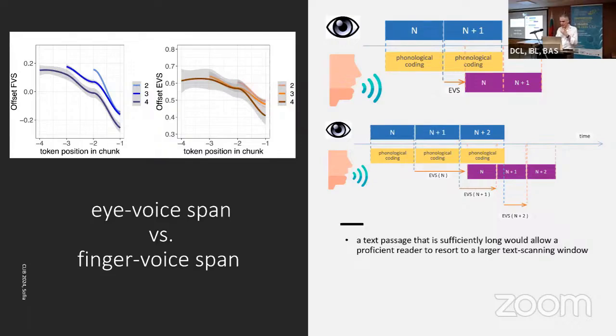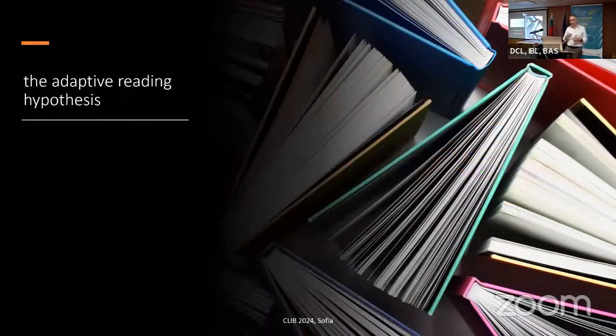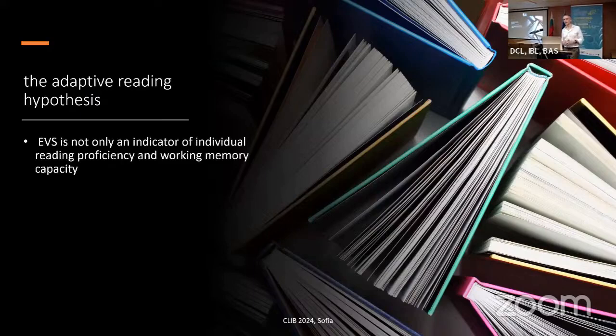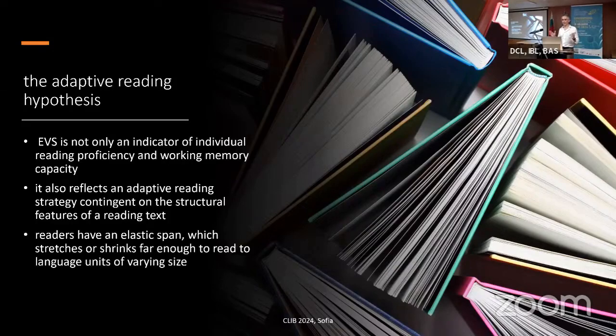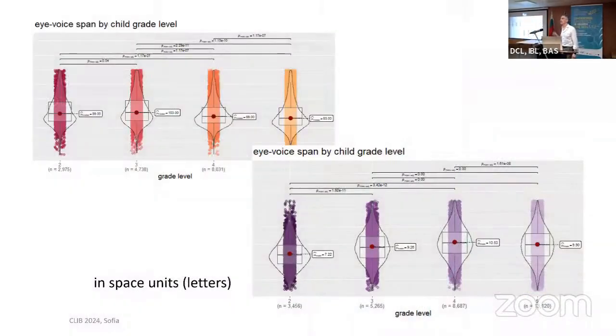But what about children? Okay, I think I already explained that. Well, this is what we call the adaptive reading hypothesis. Okay, EVS is not only an indicator of individual reading proficiency and working memory capacity, it also reflects an adaptive reading strategy, which is contingent on the structural features of a reading text. Readers have an elastic span, which stretches or shrinks far enough to read language units of varying size. Typically, developing readers show a steady increase of the spatial eye-voice and finger-voice spans. Okay, but what about children?